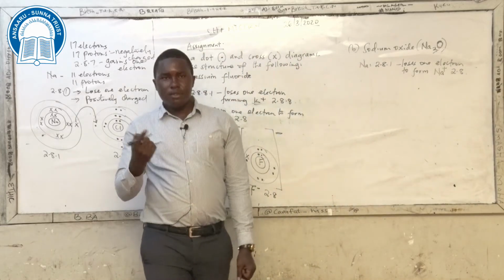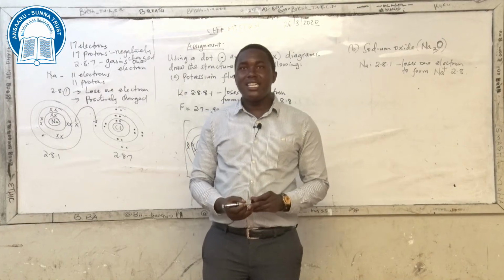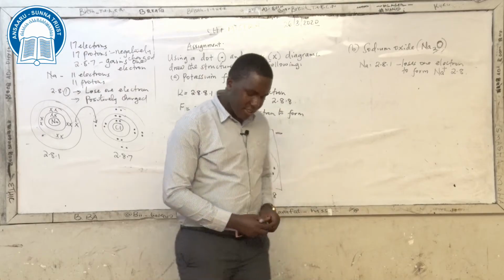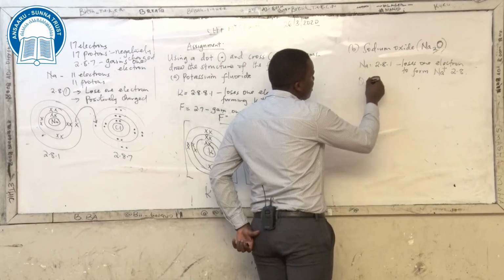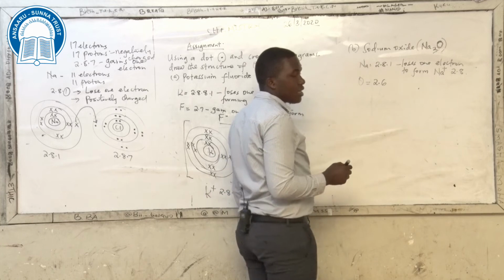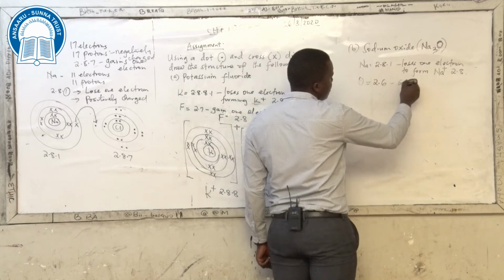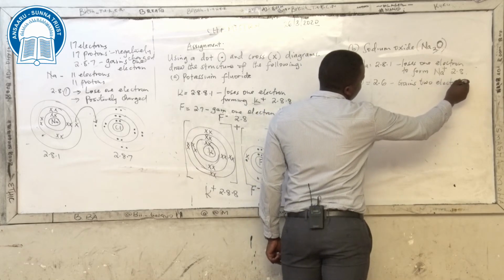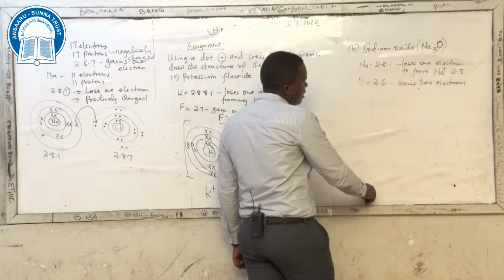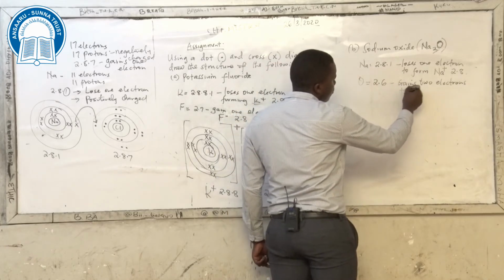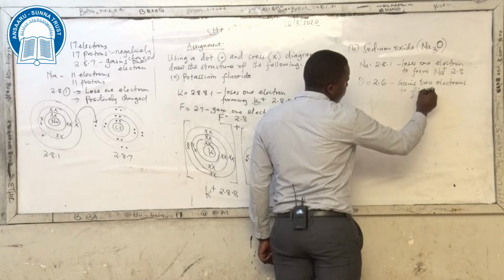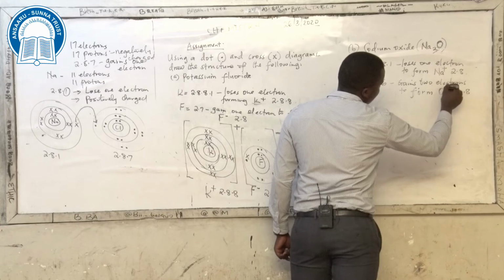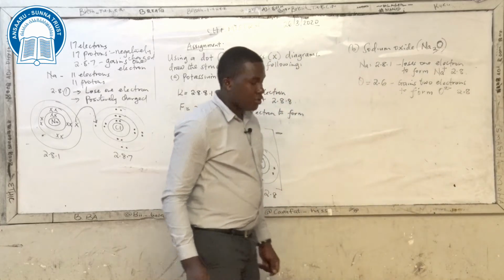So when each of them loses 1 and there are 2, then that will be the 2 electrons that oxygen will use to complete the bonding. So oxygen 2,6 requires 2 electrons, gains 2 electrons to form the oxide ion with the 2,8.